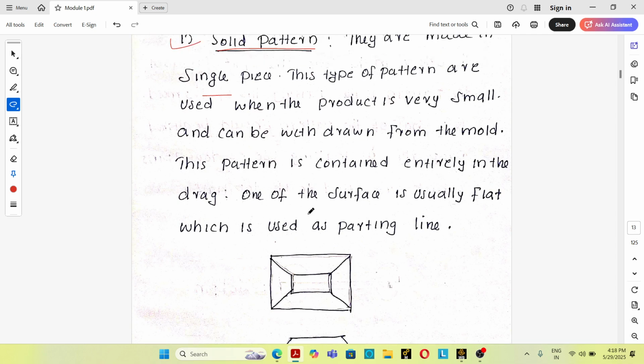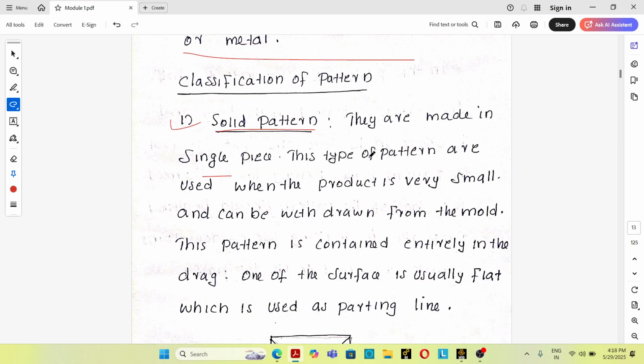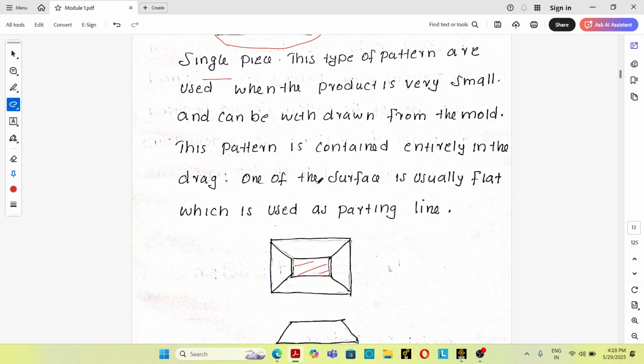Single piece patterns are commonly used when the casting or product is very small, so the pattern can easily be removed from the mold. The entire pattern is contained in the drag portion of the sand casting mold during mold making, and one surface of the pattern is flat, which acts as the parting line surface. That is known as a solid pattern or single piece pattern, which is commonly used for small sized castings that can be easily withdrawn from the sand casting mold.